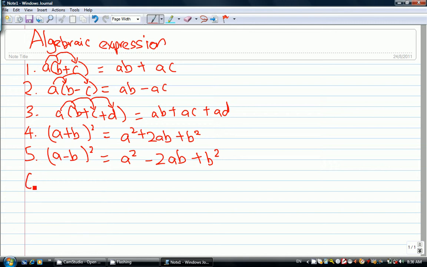Alright, so we'll go on to the next one that you really have to remember as well. If you multiply two terms like that, a plus b bracket a minus b, what you get is a squared minus b squared.